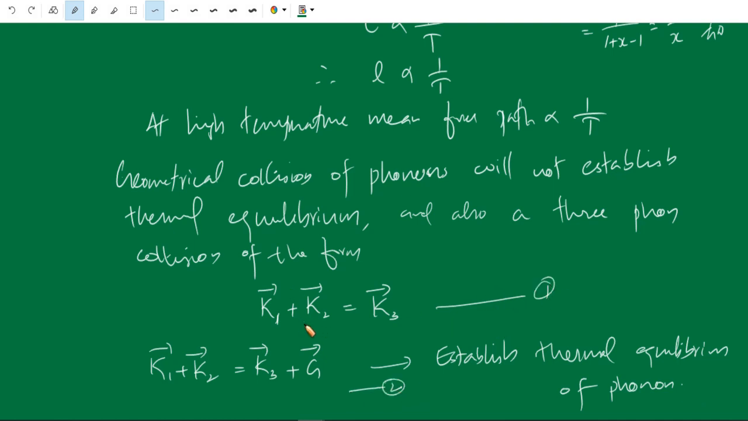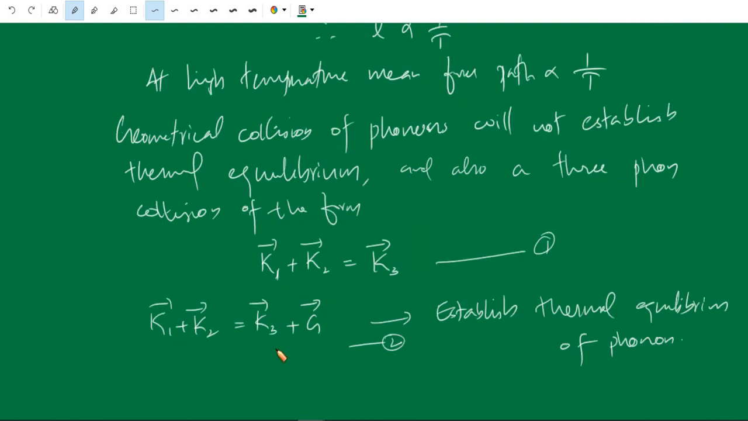In the first expression, there is no change in the total energy and total momentum of the phonons. So there will not be any thermal equilibrium, because to establish thermal equilibrium, some phonon has to lose energy, some phonon has to gain energy, so there should be a transfer of energy. That will not happen when the change in momentum is zero. When K1 plus K2 is equal to K3 plus G, there is a change in momentum of the phonons. So this type of collision causes a thermal equilibrium of phonons.